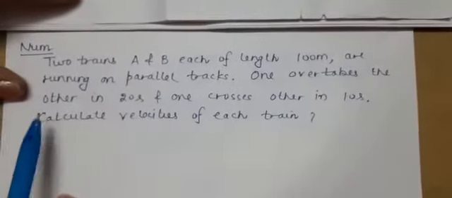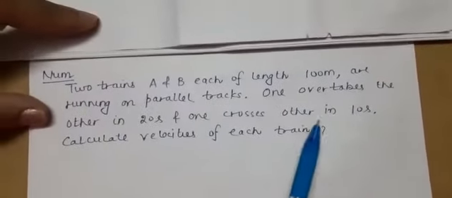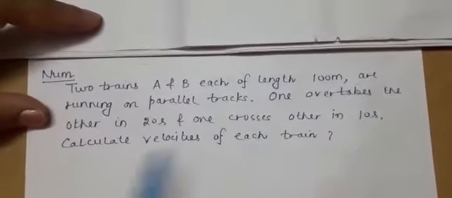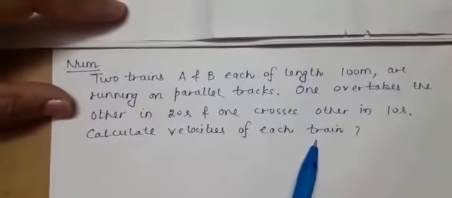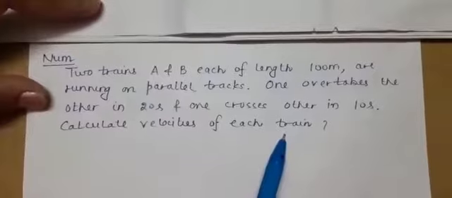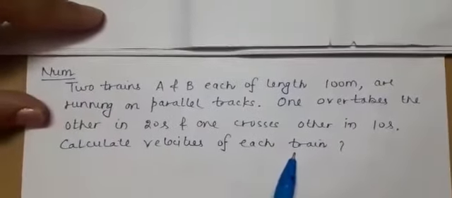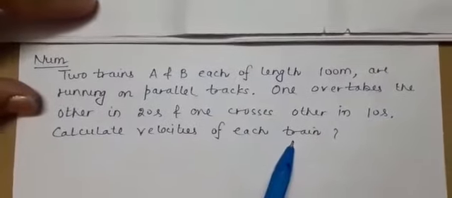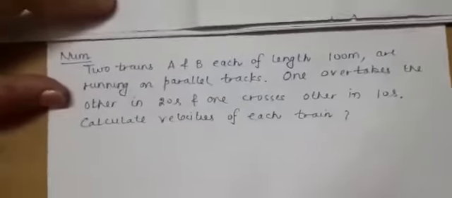One overtakes the other in 20 seconds and one crosses the other in 10 seconds. Calculate velocities of each train. Now see, here we have to understand two words. If those two words are clear to you in this numerical, there will be no problem. Not at all any single problem you will face. What are those two words?